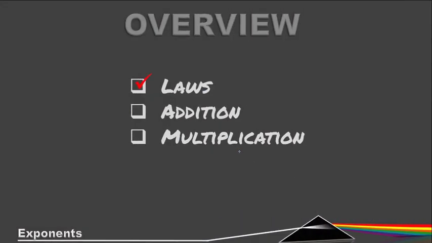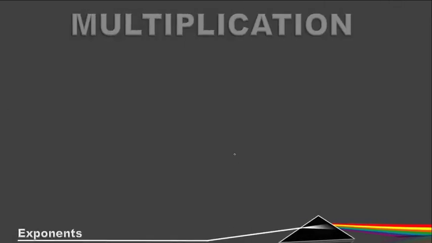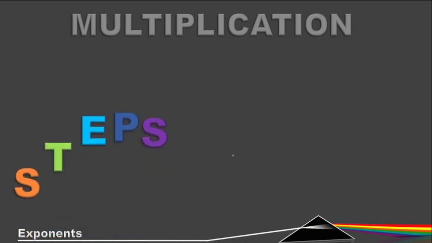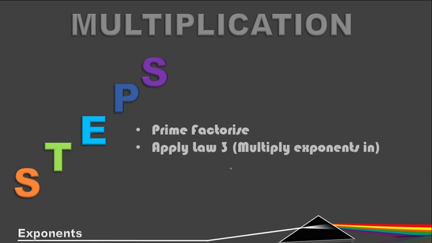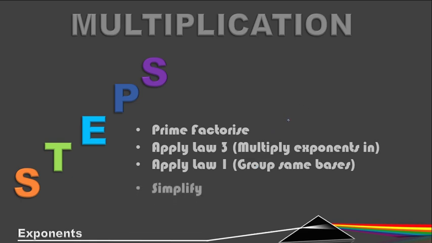And that was addition. We move on to multiplication. Now steps once again. The first step you want to do is to prime factorize. Then apply law 3, and then we apply law 1. So we prime factorize, then we multiply all the exponents into the brackets. Then we apply law 1, where we group the same bases, and then we simplify. So let's look at the first example, to see what all of this means.